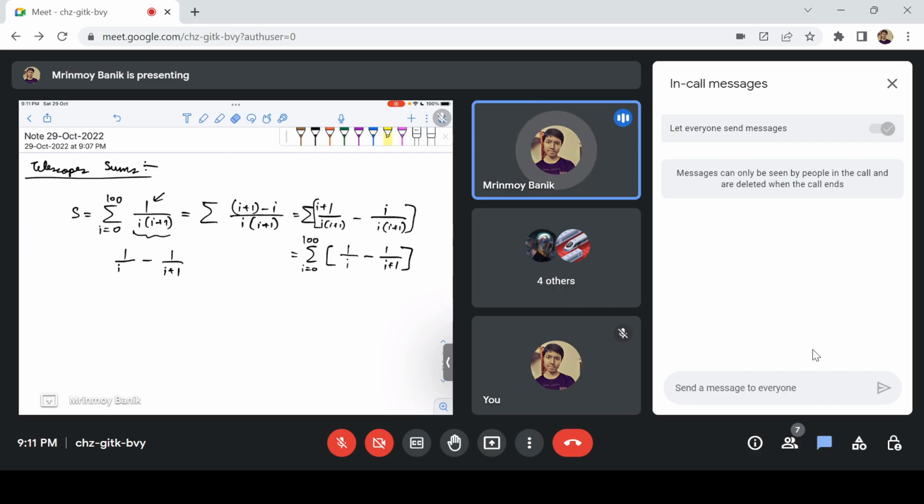Okay, I gave the bounds a bit wrong. So this can't start from 0, obviously. So let's make it from I equals 1 through 100. Now you can take it as p_I, where p_I is defined as 1 by I, and automatically the second term becomes p_(I+1). So this is basically a sum of the difference of the consecutive elements of some sequence p.